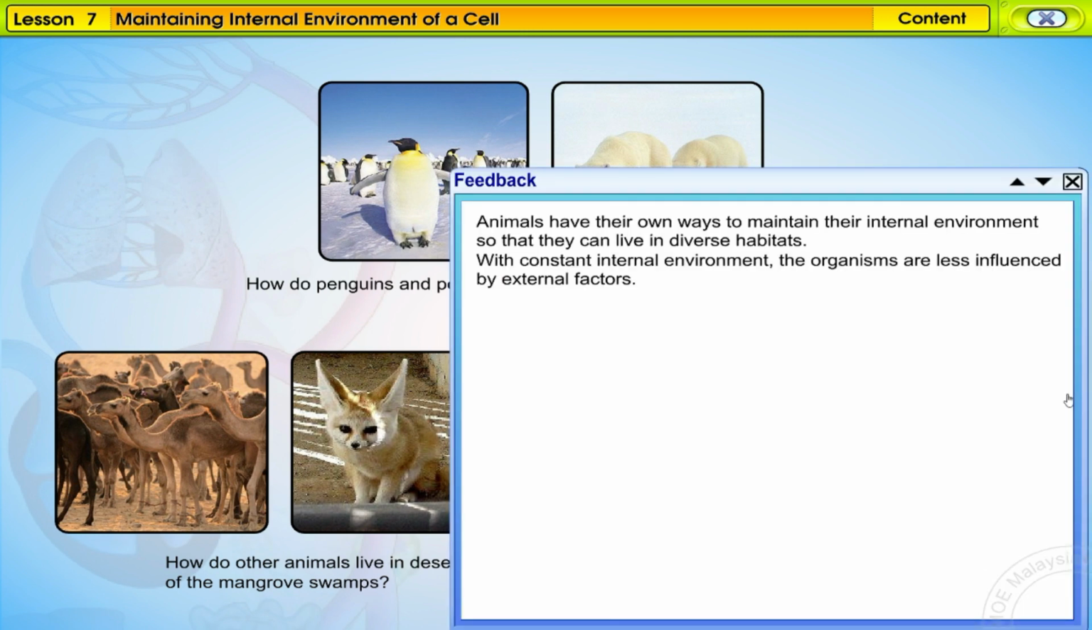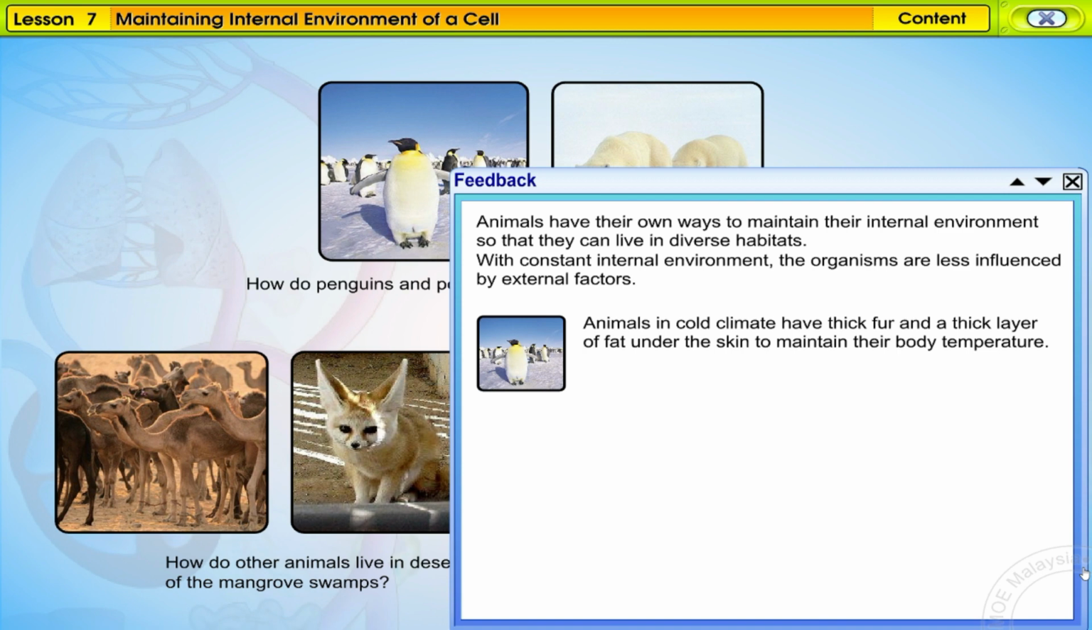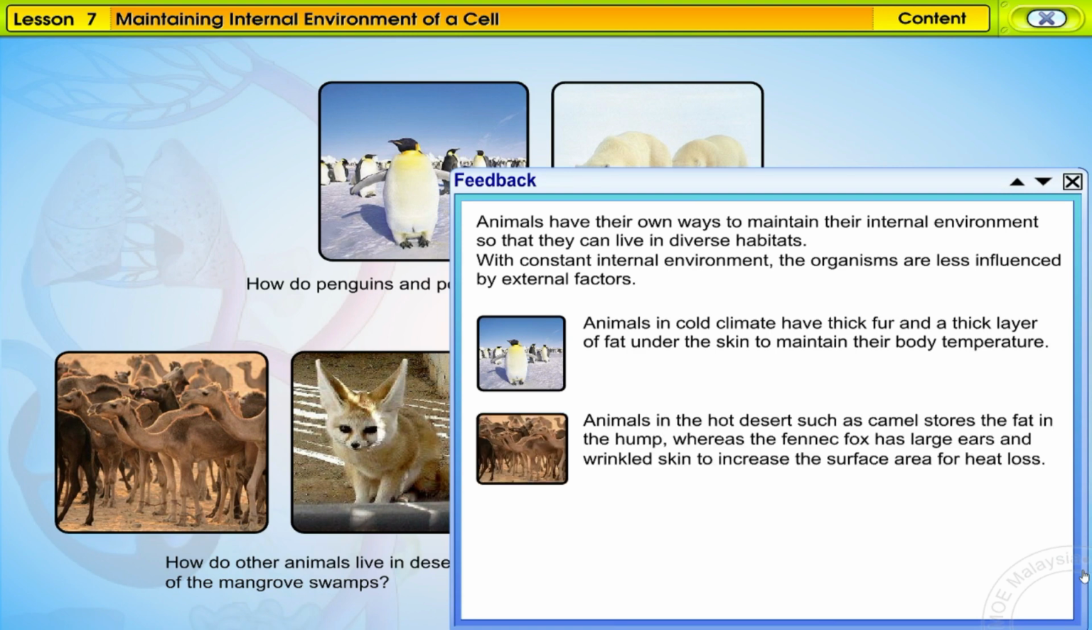Animals have their own ways to maintain the internal environment so that they can live in diverse habitats. With constant internal environment, the organisms are less influenced by external factors. Animals in cold climate have thick fur and a thick layer of fat under the skin to maintain their body heat. Animals in the hot desert, such as camels, store the fat in the hump, whereas the fennec fox has large ears and wrinkled skin to increase the surface area for heat loss.